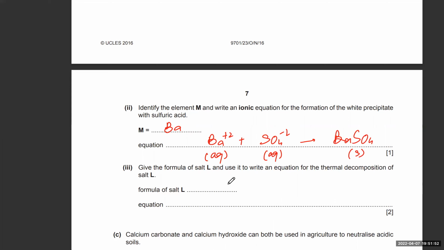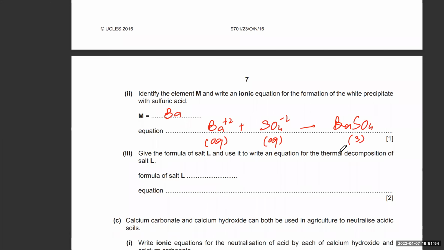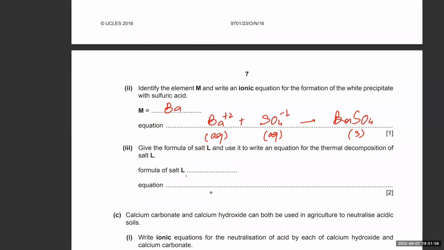Give the formula of the salt L and use it to write an equation for the thermal decomposition of the salt. I mean, we kind of did that. So what's the decomposition of barium nitrate? What would be produced? Barium oxide, nitrogen dioxide, and oxygen. So it's going to be 2 NO2 and half O2.